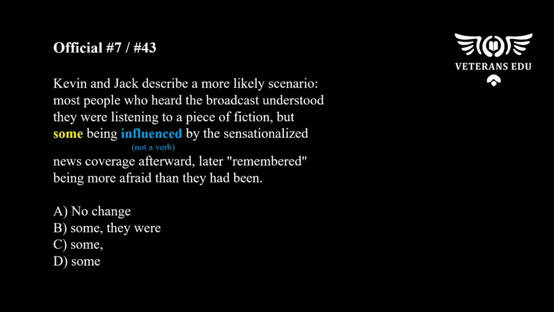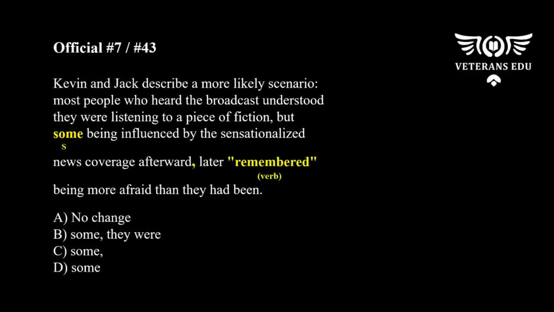Now, if we go back to our question, you have to understand that the word influence is not a verb. So what is the verb of the sentence? I'm going to read out the sentence again, starting from the word some. Some, being influenced by the sensationalized news coverage afterwards, later remembered being more afraid. The verb is remembered. And the main idea here is that some people remembered. And between the subject and the verb, how many commas do you see? At the moment, there's one comma between the subject and the verb.